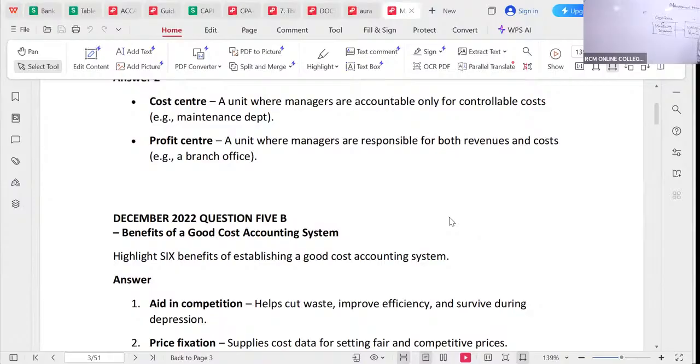Yes, this is topic number 1, and it's applicable for ATD and CPA. ATD and CPA, yes.